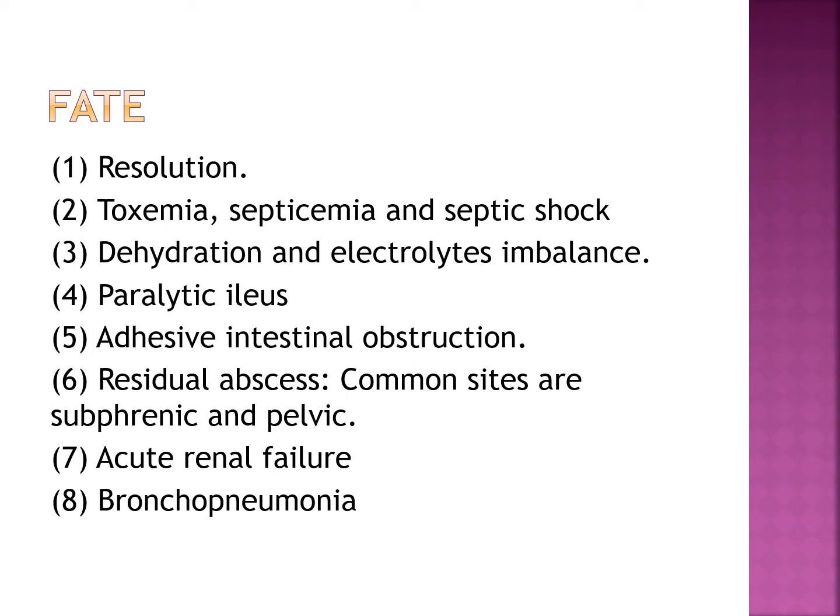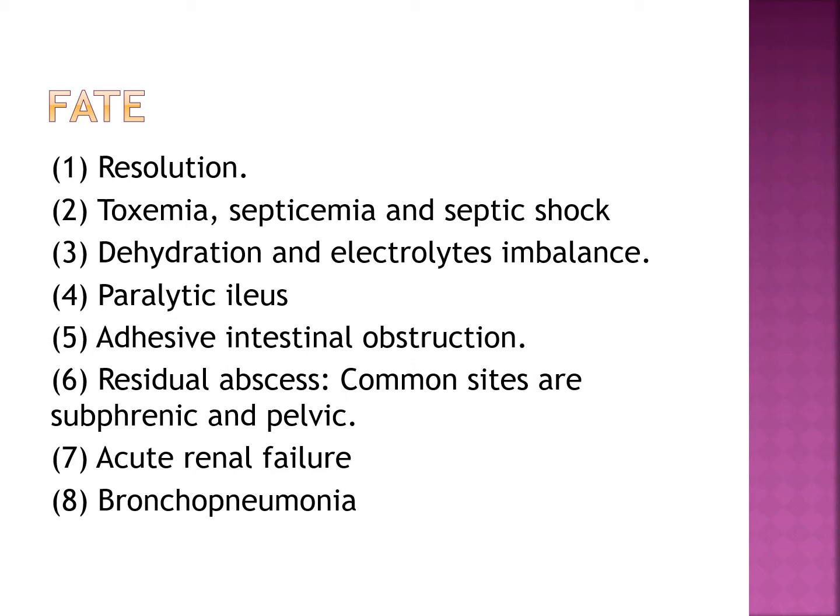The secretion of a large amount of exudate can lead to dehydration and electrolyte imbalance. And the paralytic ileus also occurs as one of the defensive mechanisms of the body to localize the site of infection at first, and then it becomes due to adhesions from the organization of the fibrinous exudate, and this may lead to subsequent adhesive intestinal obstruction.